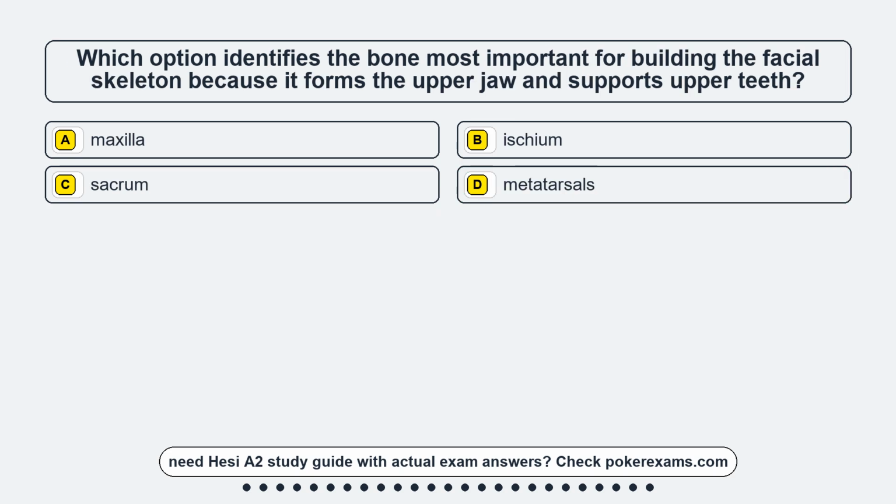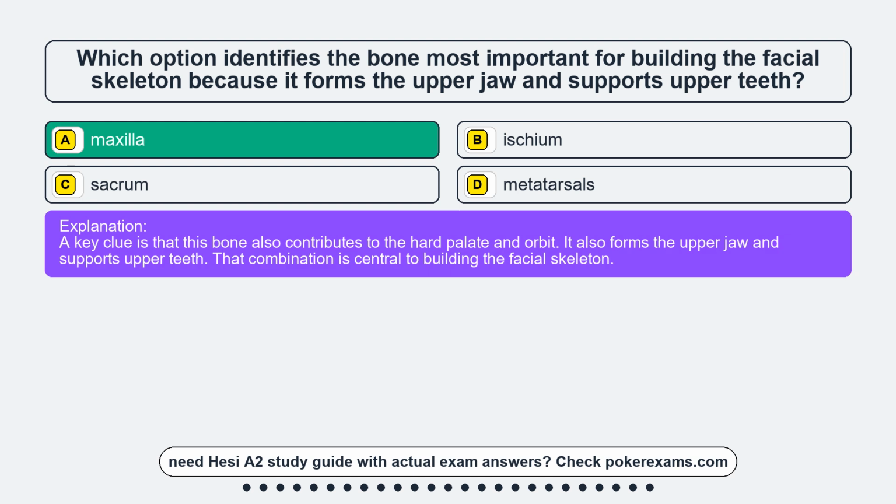Question 10. Which option identifies the bone most important for building the facial skeleton because it forms the upper jaw and supports upper teeth? Option A, maxilla. Option B, ischium. Option C, sacrum. Option D, metatarsals. The correct answer is option A, maxilla.